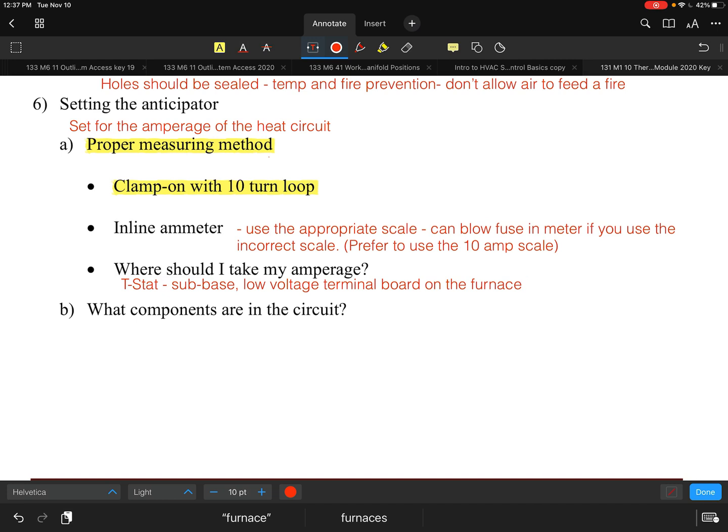The way you can definitively say what should be in that circuit is by going and saying, okay, if I have a heating demand, think about where your thermostat is located and where it's installed.